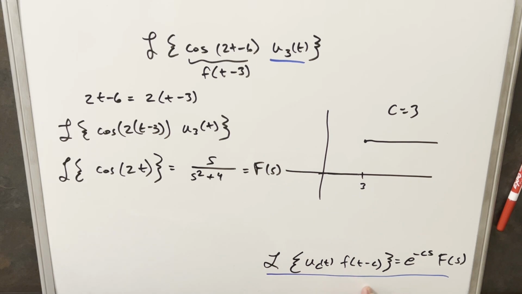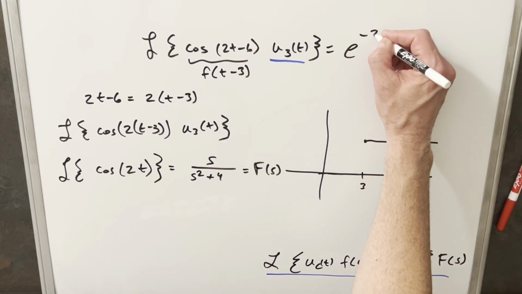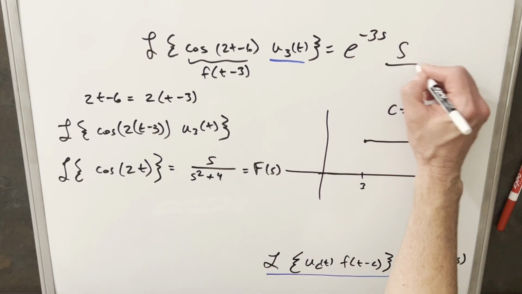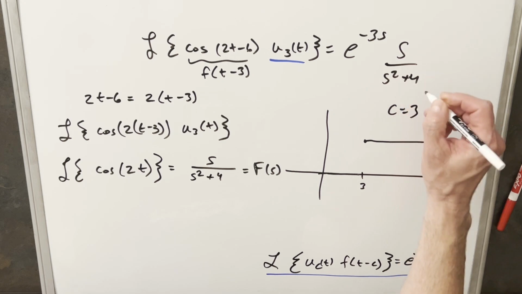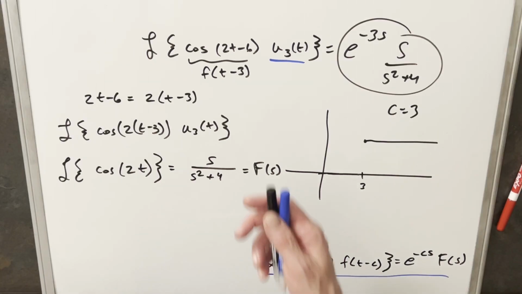And so now we can just go ahead and use this formula. So we're going to have e to the minus c, so we're going to have e to the minus 3s. And then our F of s value is just going to be s over s squared plus 4, and that's it. Okay, so this is a pretty easy example of the Laplace transform with the unit step function.